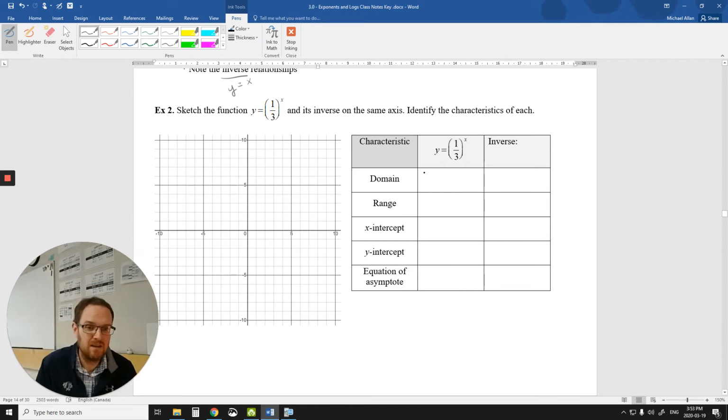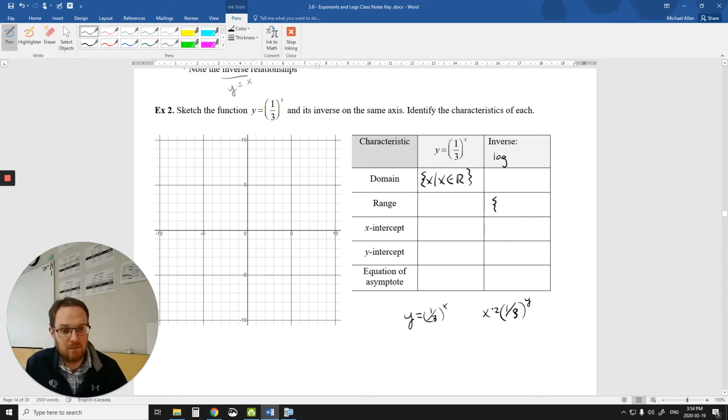Let's just double check. So what we know about this graph so far, the exponential one, is that the inverse is going to be a log. Remember, the inverse is I switch the x and y's. So let's put that down here. This is going to be x is equal to 1/3 to the power of y. Now I switched the x and y's, but now I have to solve for y to do the inverse. To solve for y, because it's in the exponent, I change it to log form.